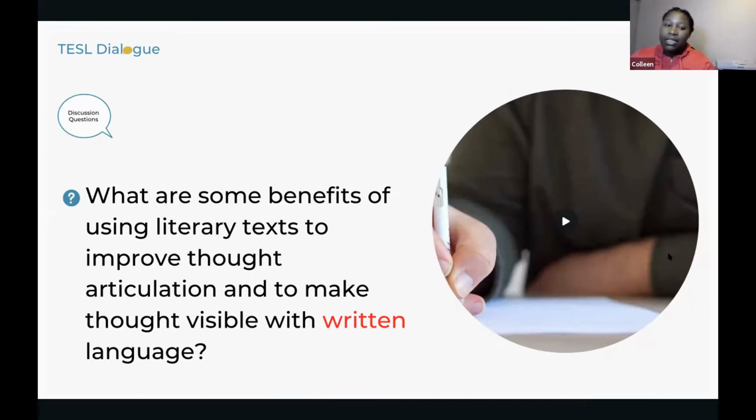Maybe Alice, could you give an example of what kind of things you've done to make writing more visual through literary text? That might be a good idea to encourage some thoughts.